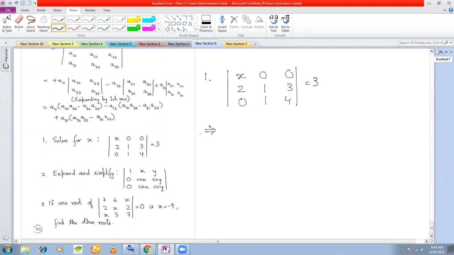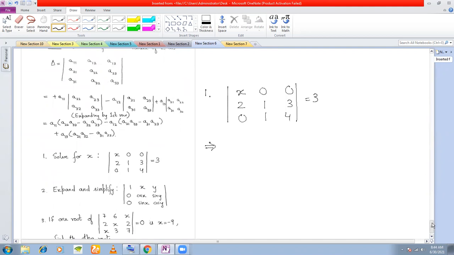Along which row should we expand this determinant? Or which column? First row, because I see 2 zeros along this row, right? So what will I do? This is the plus position, this is the minus position, this is the plus position. So first I'll write plus x into the minor of x.